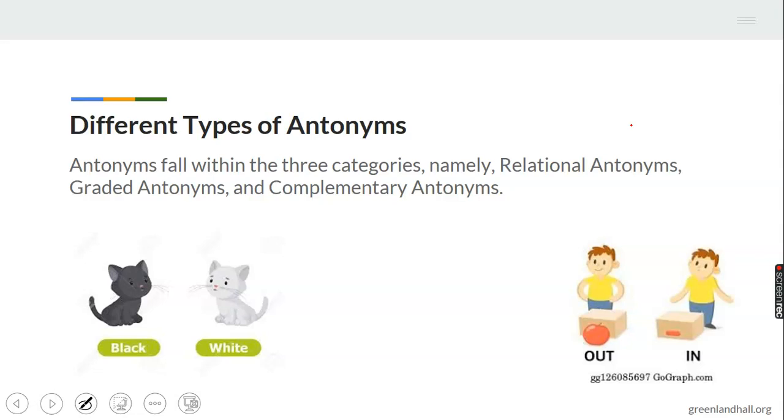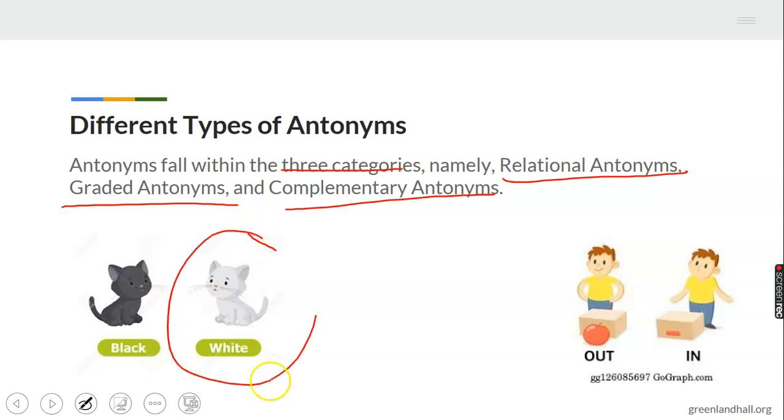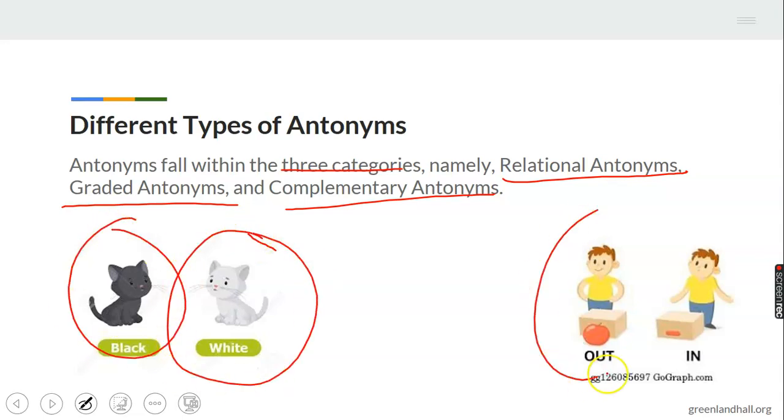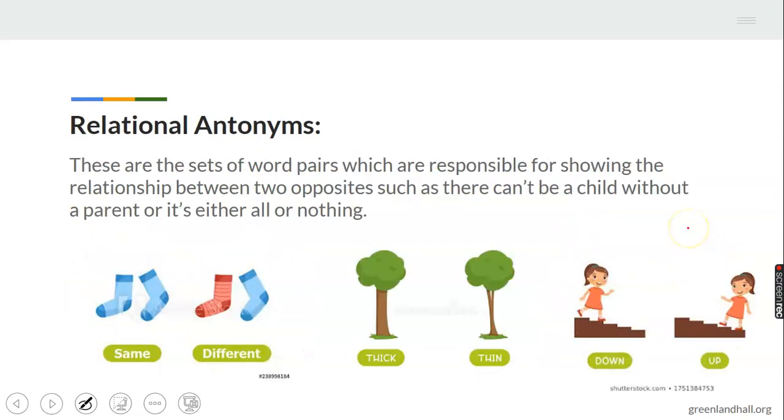Now let's move on. There are different types of antonyms. Boys and girls, I feel you should know this. Antonyms form within three categories, and we're going to consider them now. The relational antonyms, the graded antonyms, and the complementary antonyms. Remember, we also have here white and black, out and in. More examples for you. Now, let's go to the types.